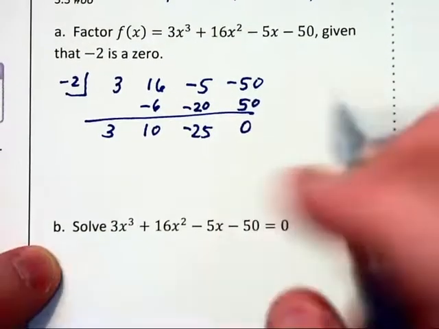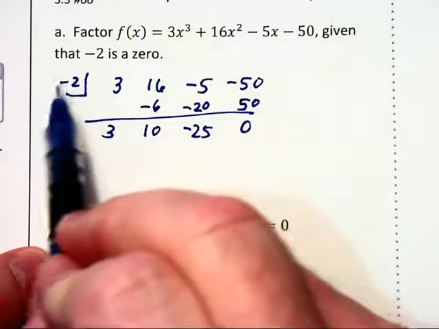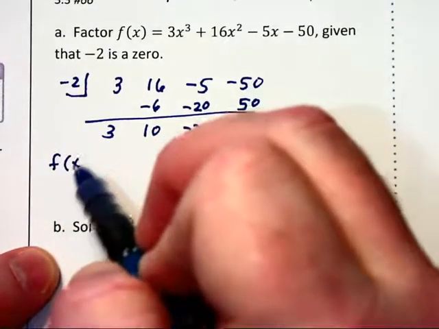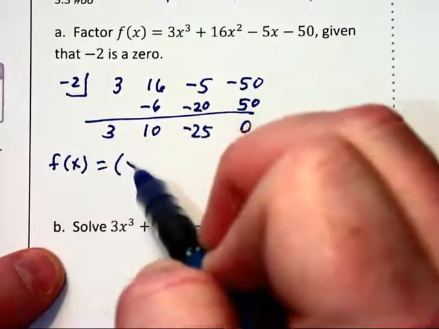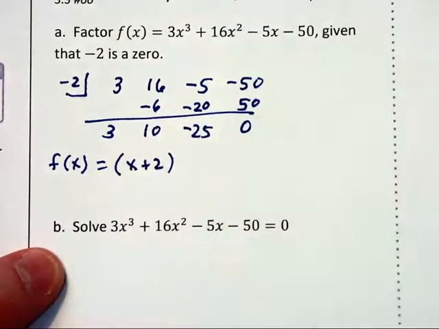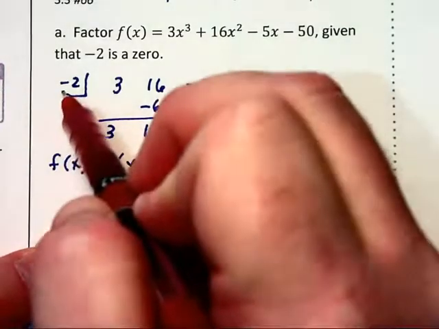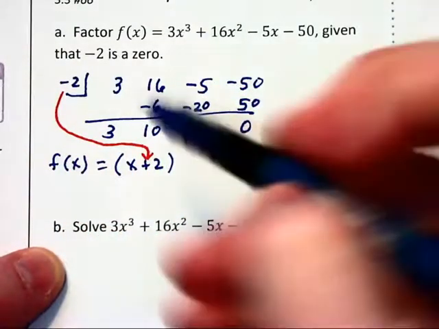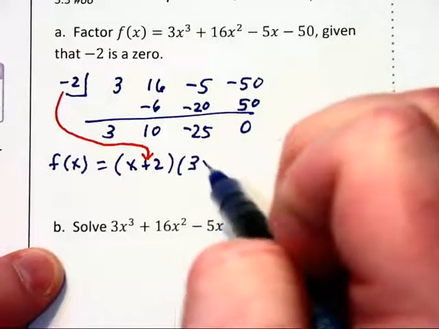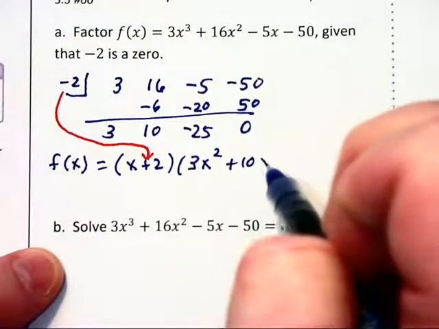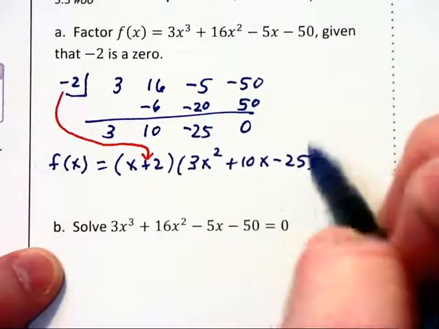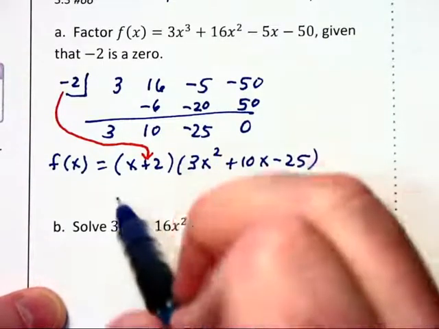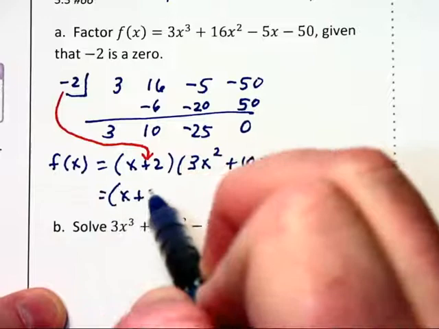Now this is going to illustrate really well how the signs work here. The f of x, our polynomial, can now be factored into x plus 2. I get that plus 2 by changing the sign of that minus 2 right there, times 3x squared plus 10x minus 25. Now we can factor this second polynomial, leave the x plus 2 alone.